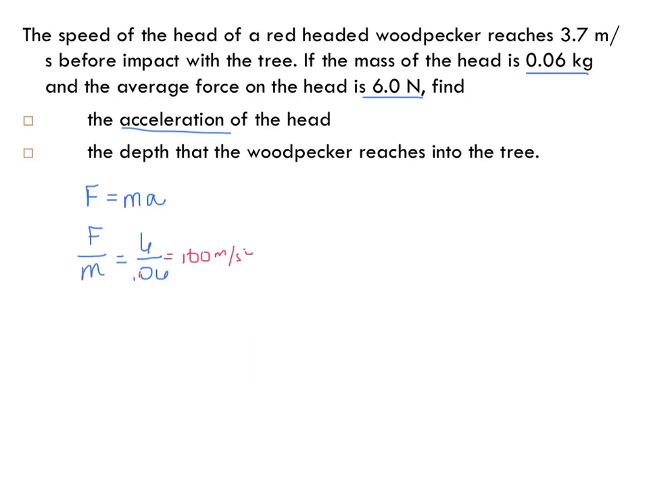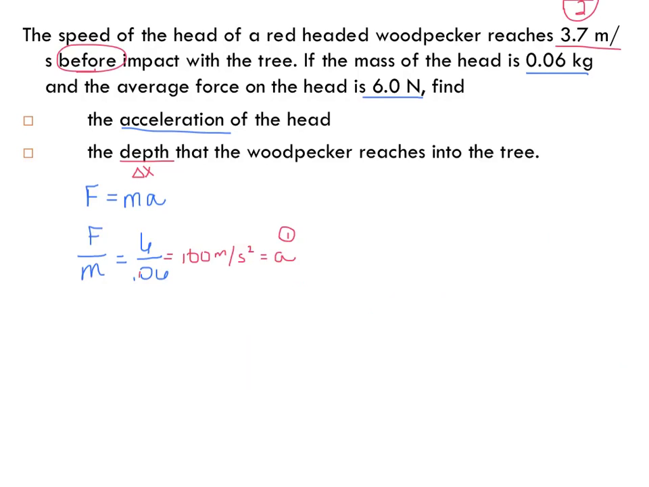Okay, now that we have acceleration, then I'm asked to solve for the depth that the woodpecker reaches into the tree. Again, I can see that with the amount of information I have, I can use this to solve for delta x. So, again, going back to kinematics, I need 3 pieces of information. So I have 1, I have 2, and this 3.7 is my initial velocity.